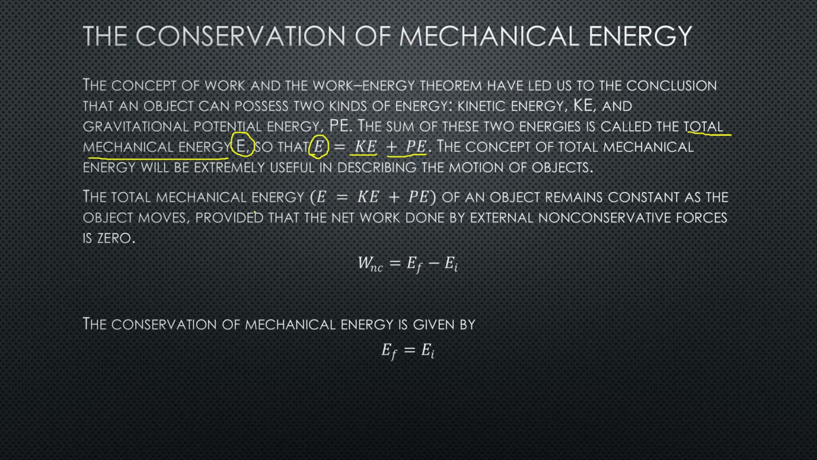Okay, so the total mechanical energy of an object remains constant as the object moves, provided that the net work done by external non-conservative forces is zero. This means that they are not included in the equation. So what are these external non-conservative forces? These are the frictional force, normal force, and so on.